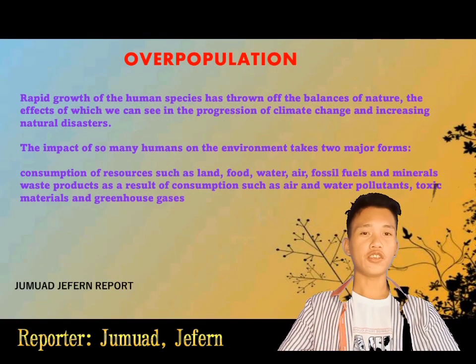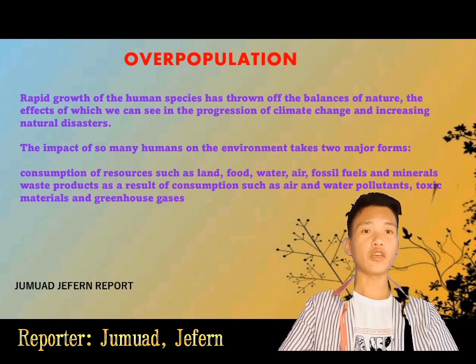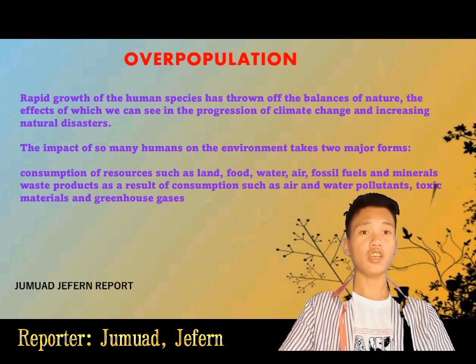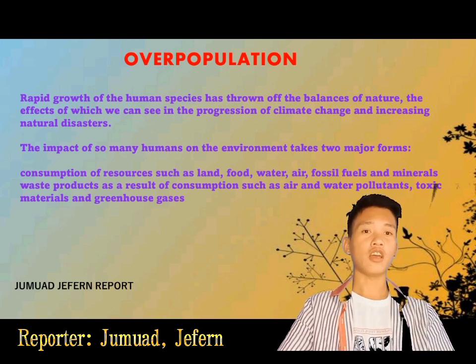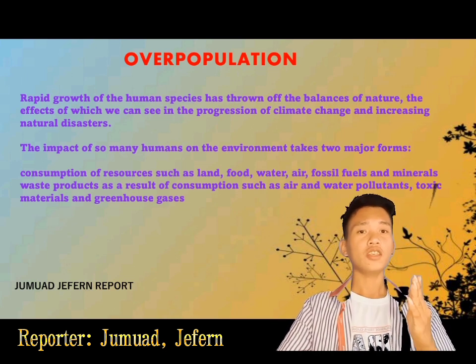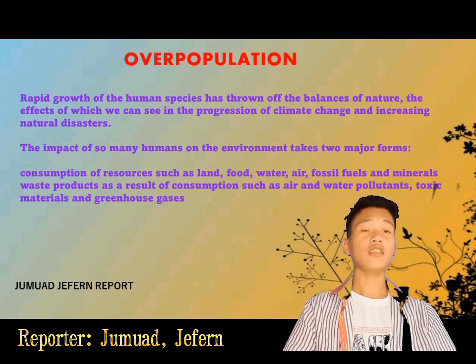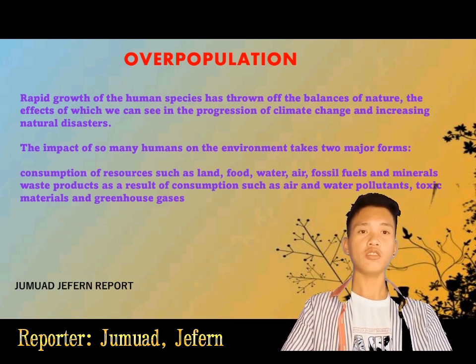So, overpopulation. The rapid growth of the human species has thrown off the balance of nature, the effects of which we can see in the progression of climate change and increasing natural disasters. The impact of so many humans on the environment takes two major forms: the consumption of resources such as land, food, water, air, fossil fuels, and minerals; and waste products as a result of consumption, such as air and water pollutants, toxic materials, and greenhouse gases.